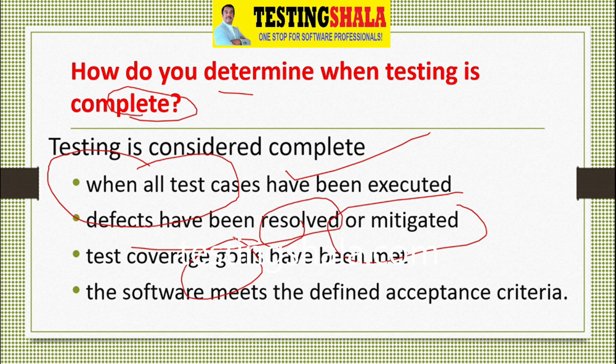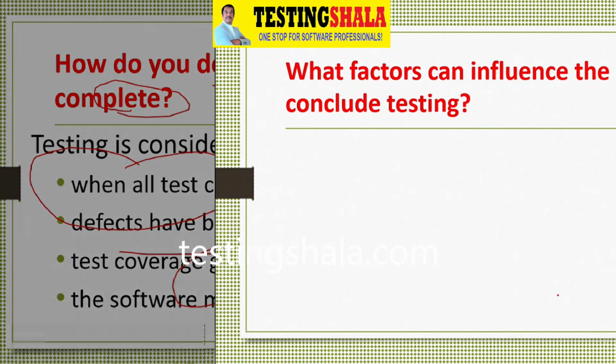And as we start the testing project, we normally define the acceptance criteria as well, especially if you are working in Agile. Based on that acceptance criteria, have you really met it? If you met that criteria, then we will say the testing is complete.